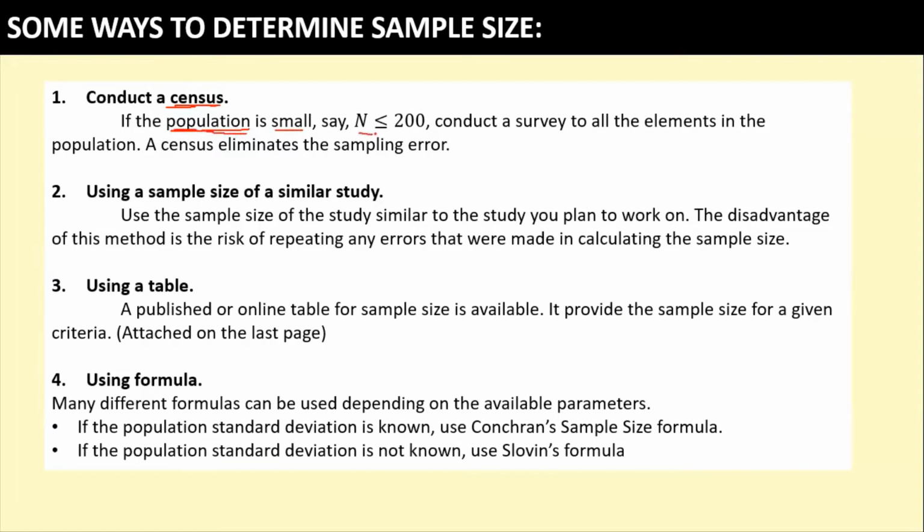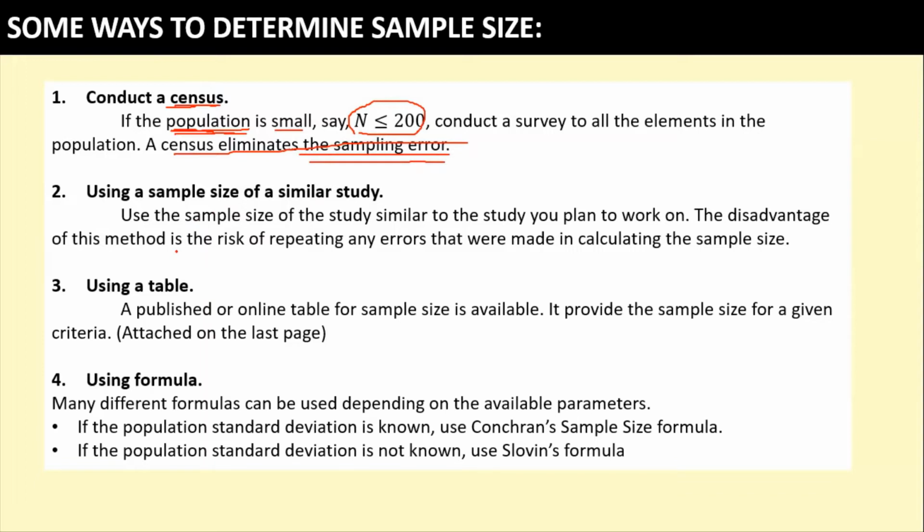So for example, your population is around equal or less than 200, then pwede lang silang tanan imong i-consider as your sample or sa tanan sa population imong survey. So kani, tungod kay silang tanan imong gikuha, nawala ang sampling error, walay error tungod kay ang whole population man imong gikuha.